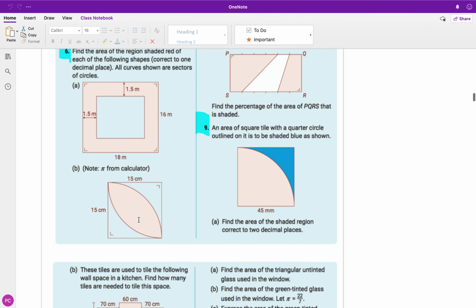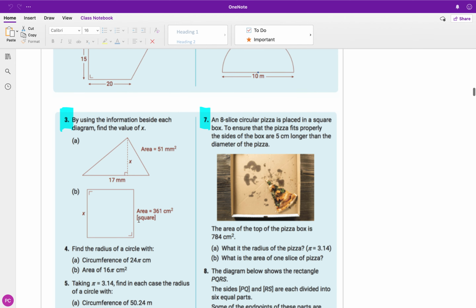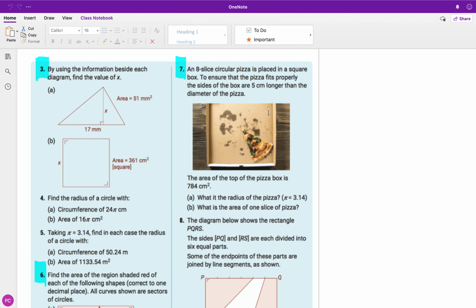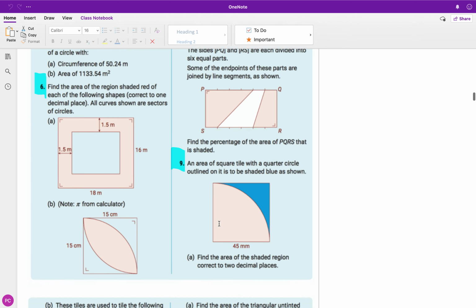After that then, I asked you to do question number 7. Question number 7 is about a pizza. You're looking for the radius of the pizza. So remember, they're giving you the area, so you're going to find r. Pi r squared is equal to 784. Work out what r is. And what is the area of one slice of pizza? Well, if you know the area of the whole thing, then it's an 8 slice pizza. We'll divide it by 8 to find the answer.